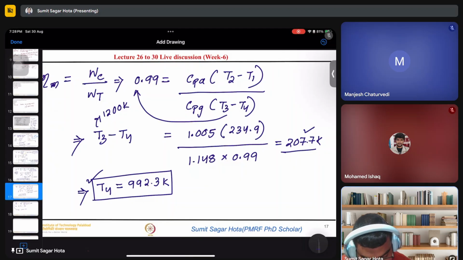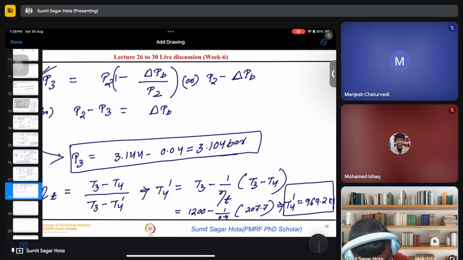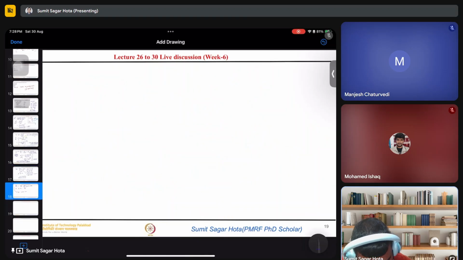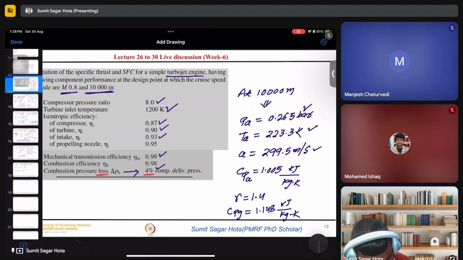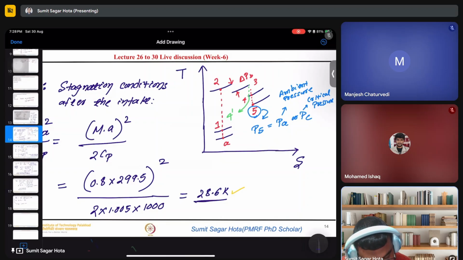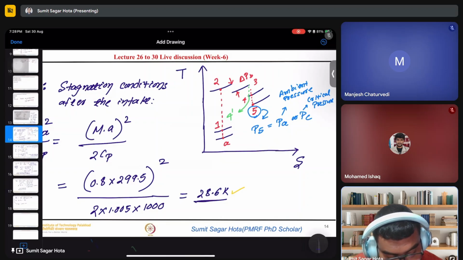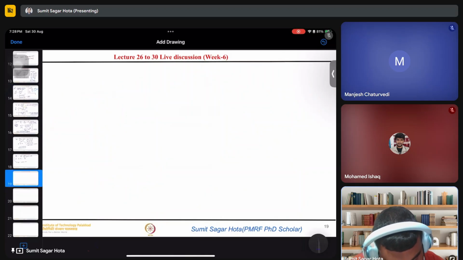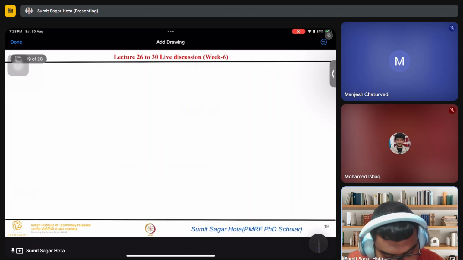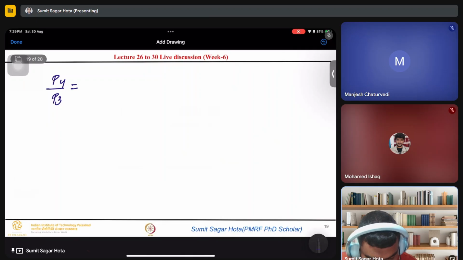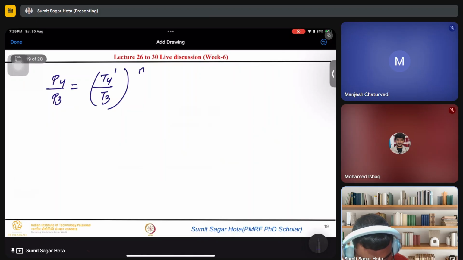Now if you have T4 and T3, we can easily find out the 3 to 4 process. If we directly consider the ideal case for 3 to 4, then you can easily calculate P4. That is P4 by P3, if we consider the isentropic process, is equal to T4 dash by T3 to the power gamma by gamma minus 1.